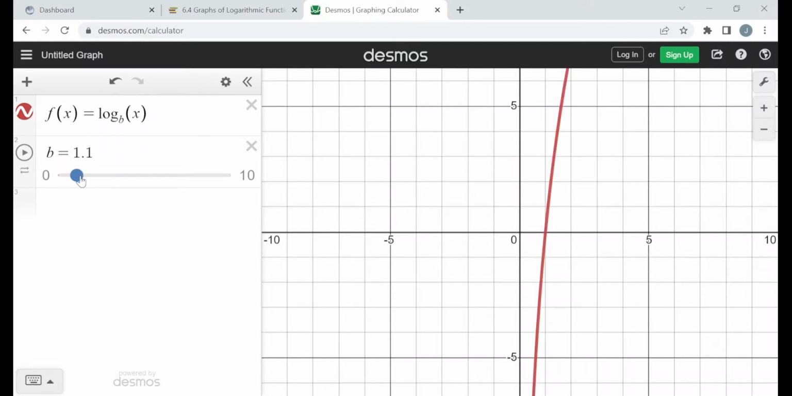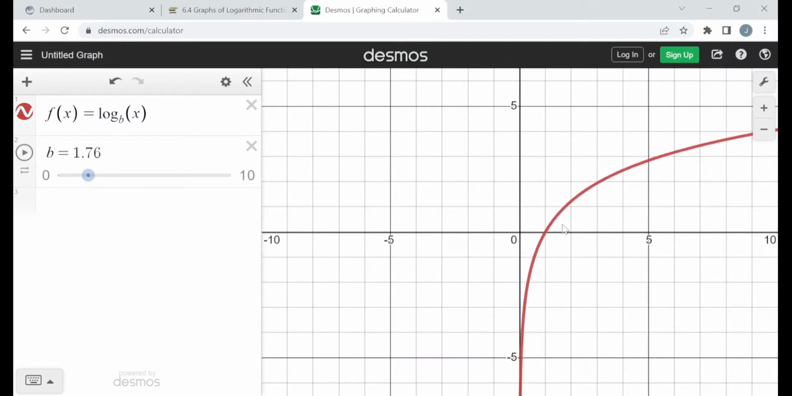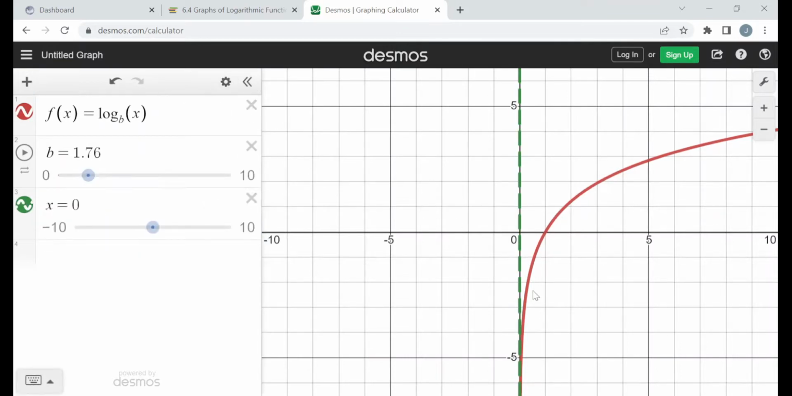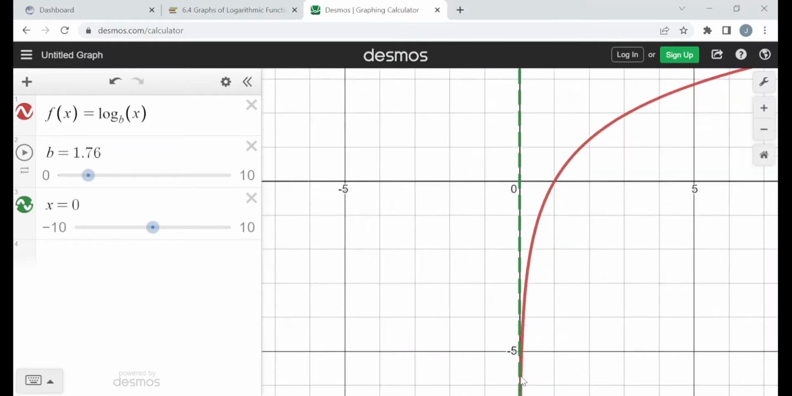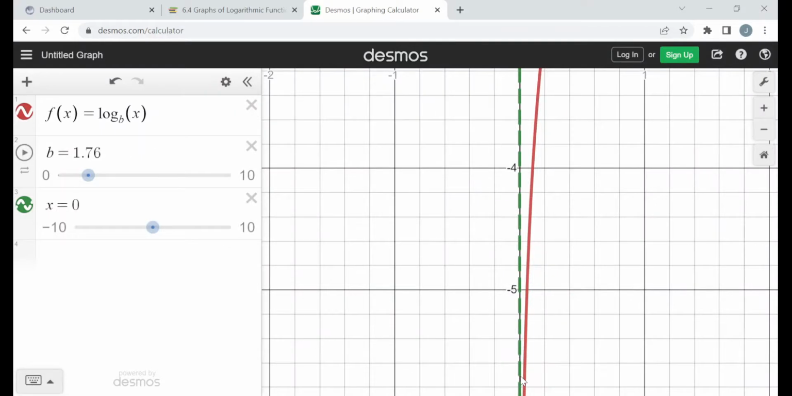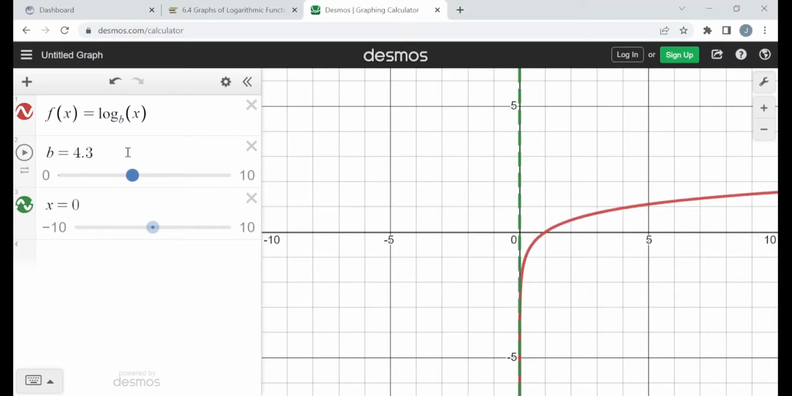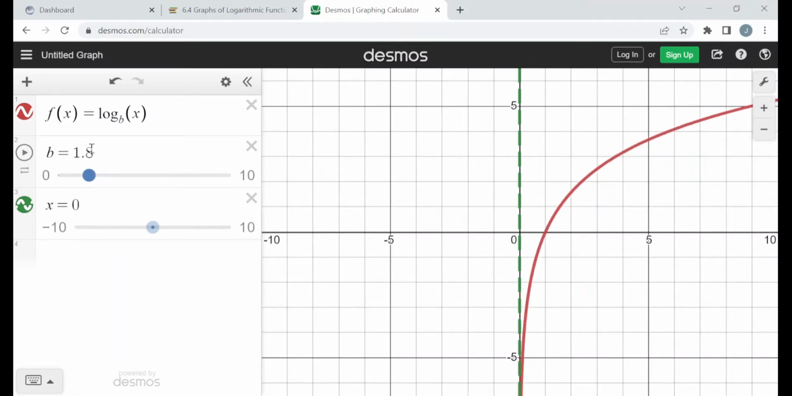But again, you see when the base is bigger than 1, how the graph is increasing. And I'll put in the y-axis as well, maybe highlight it and dash it. You can see that that's a vertical asymptote. The graph is approaching. Now I know it looks like it touches it down here, but if you zoom in close enough, you can see that the graph doesn't actually touch the y-axis. It just approaches it from the right. Here the base is 1.76. When the base is bigger than 1, you have an increasing function.